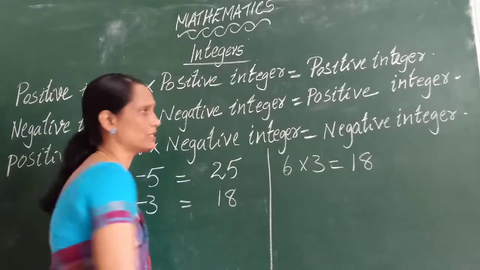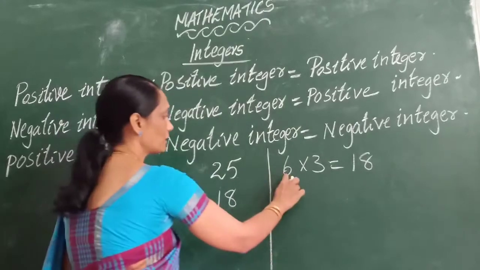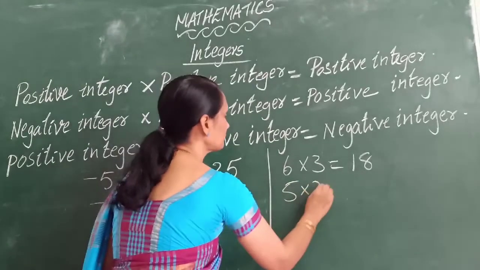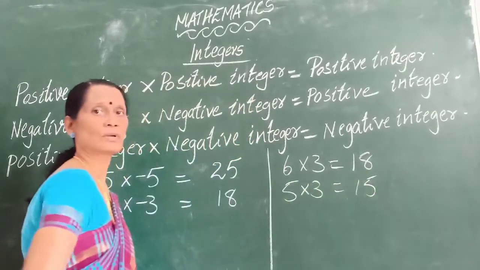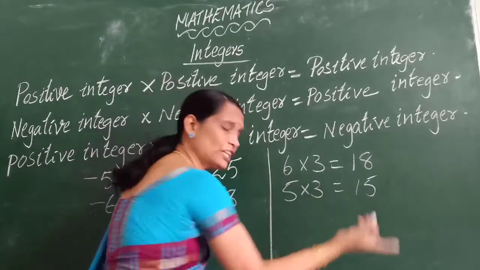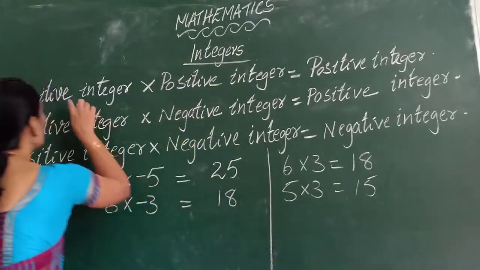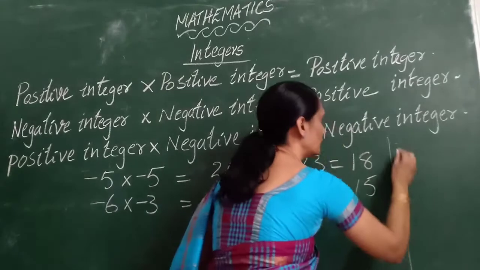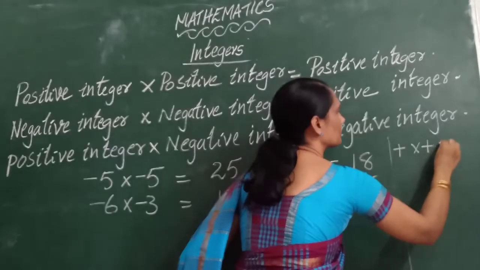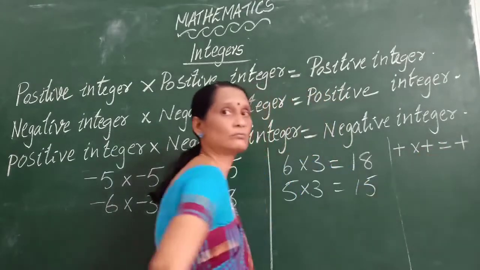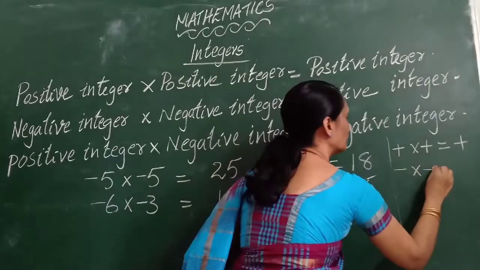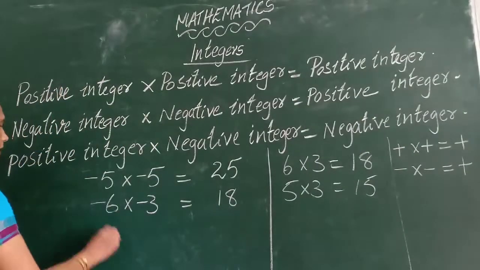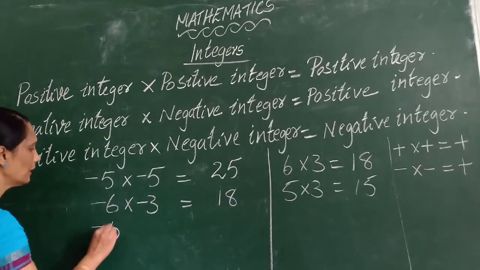6 means that is a positive integer. 3 means that is a positive integer. Positive integer into positive integer is a positive integer. And the number 5 3s are 15. Okay, 5 is a positive integer, 3 is a positive integer, 15 is also a positive integer. That is only saying positive integer into positive integer is positive integer only. That means we can show like this. Plus into plus equal to plus. Positive into positive is positive. Negative into negative equal to positive. That also positive.